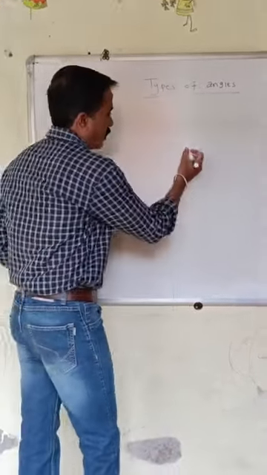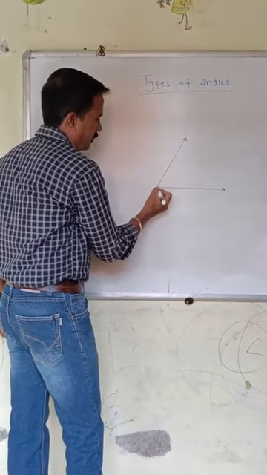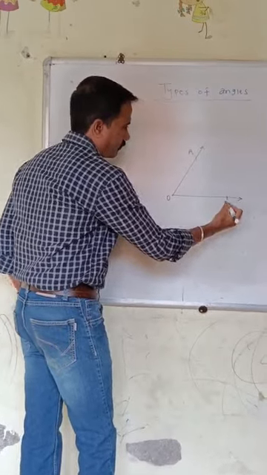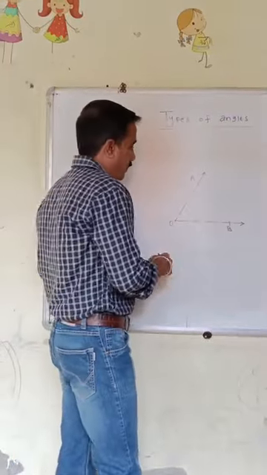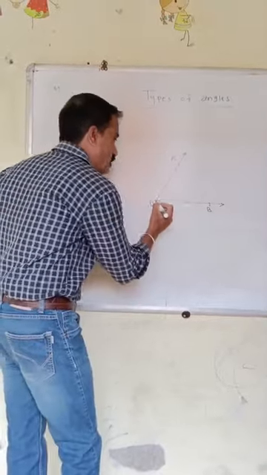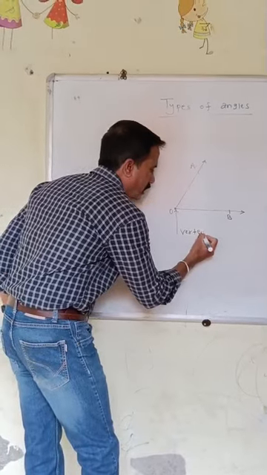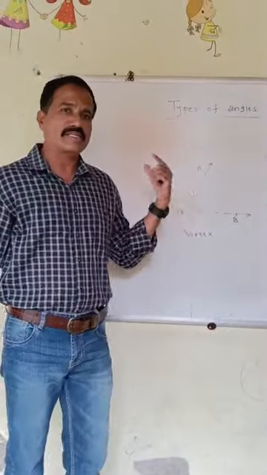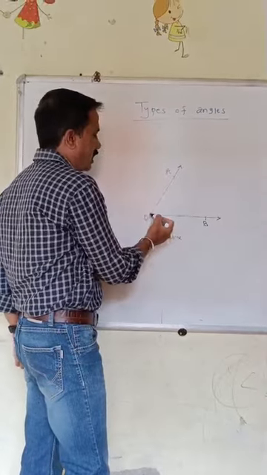Angle is combination of two rays. Here ray OA and ray OB having common end point O describes an angle. This common initial point or end point is called vertex of an angle, and OA and OB are called arms or sides of angle. It is read as angle AOB and angle BOA.